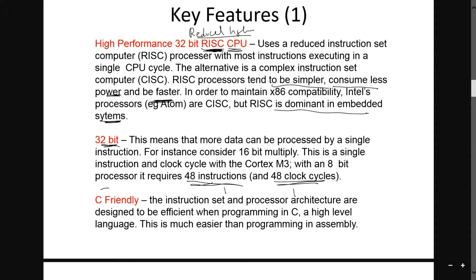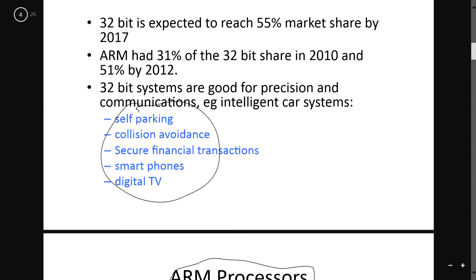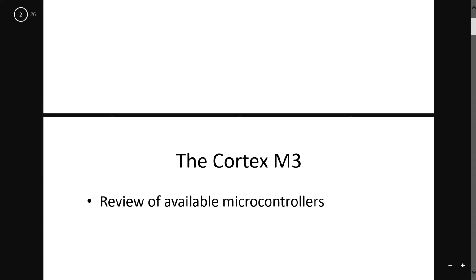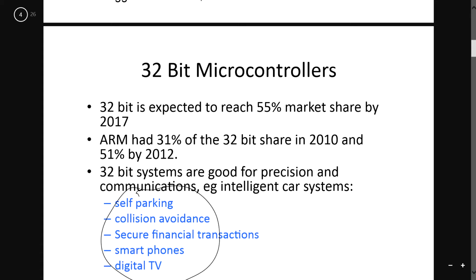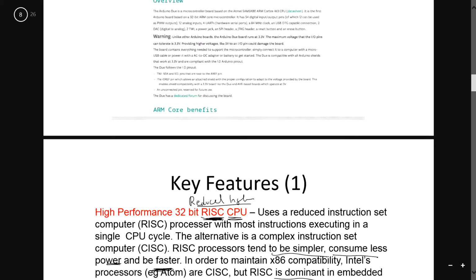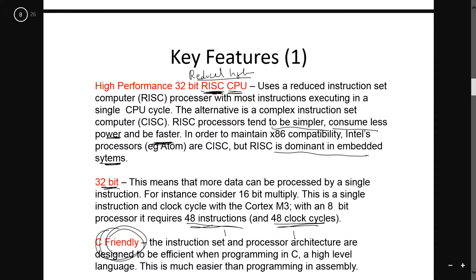C-friendly means it is easy to code. In fact, why do you think C-friendly is over here? We are talking about the Cortex-M3 ARM microcontroller, and therefore these are the key features of this controller. So the rest of this video will talk about all these key features.